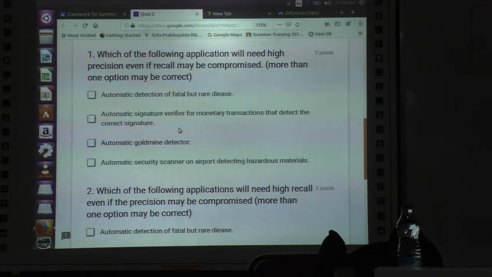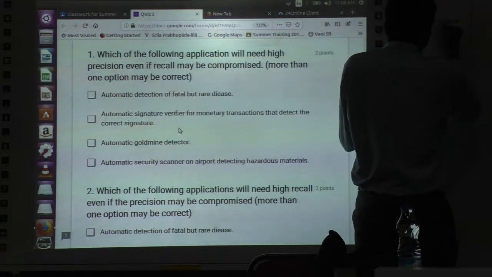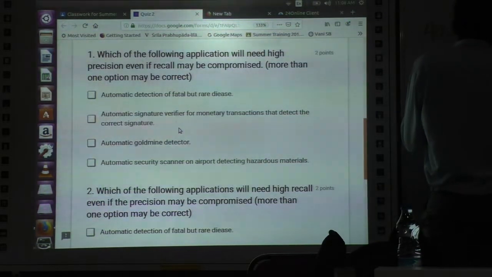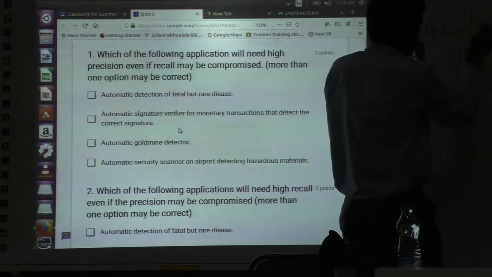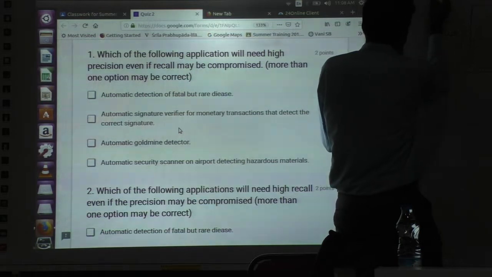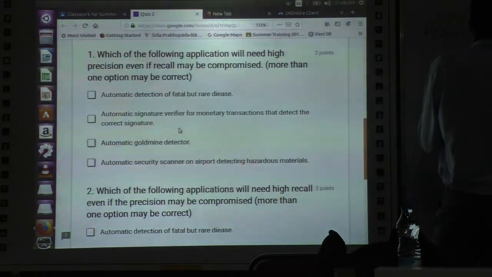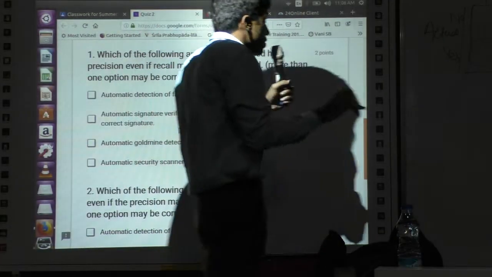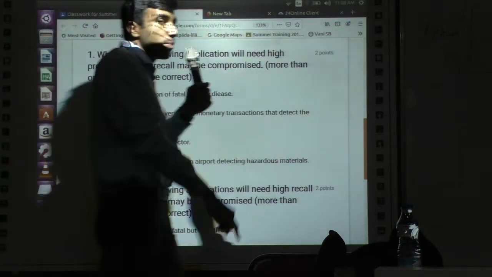It's fine. Means what is precision? The confusion matrix is like this. This line is actual, and this is predicted. So for the first question, rare disease: actual no, actual yes, predicted no, predicted yes. What was the first question? The first question was, which of the following applications will lead to high precision even if recall may be compromised.